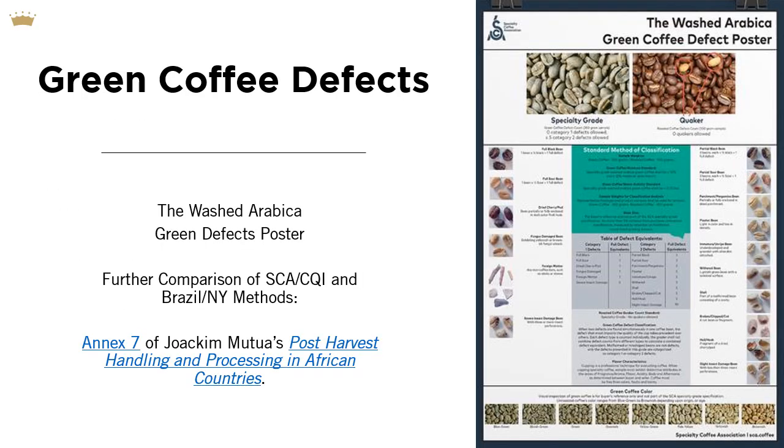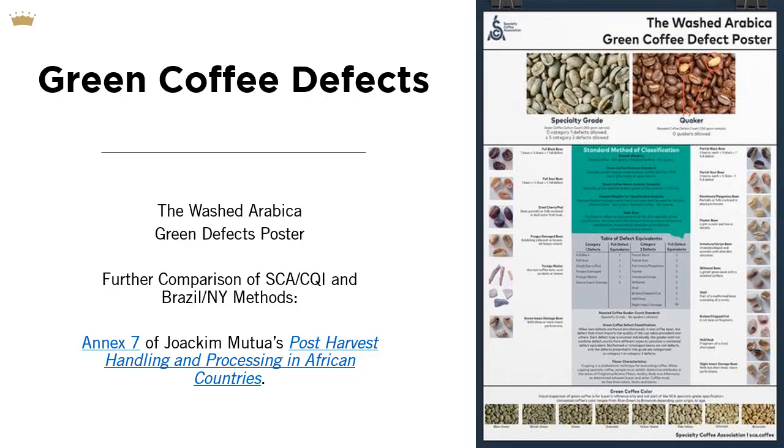While there are established standards for green coffee defects, those defect count standards actually vary significantly depending on the system. The two most familiar systems to most graders will be the Specialty Coffee Association of America and the CQI's format, and then the other format would be the Brazil-New York method. Using 300 grams of green coffee, a grader will pick and categorize different defects.